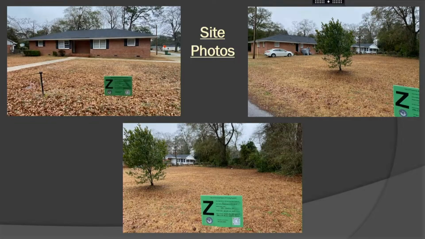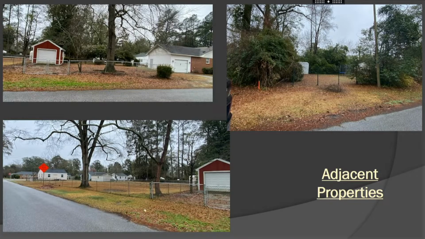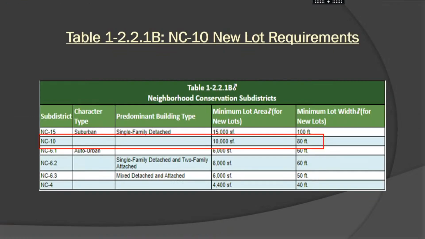These are site photos of the duplex from Sherrall Drive in the upper left. The backyard where they would like to subdivide and put the house are on the right two photos. And these are some photos of the neighborhood immediately across the street. And as you can see, pretty much all of the houses in the neighborhood have deep backyards in keeping with that original plat. So here's the requirements for new lots of 10,000 square feet and 80 foot wide.